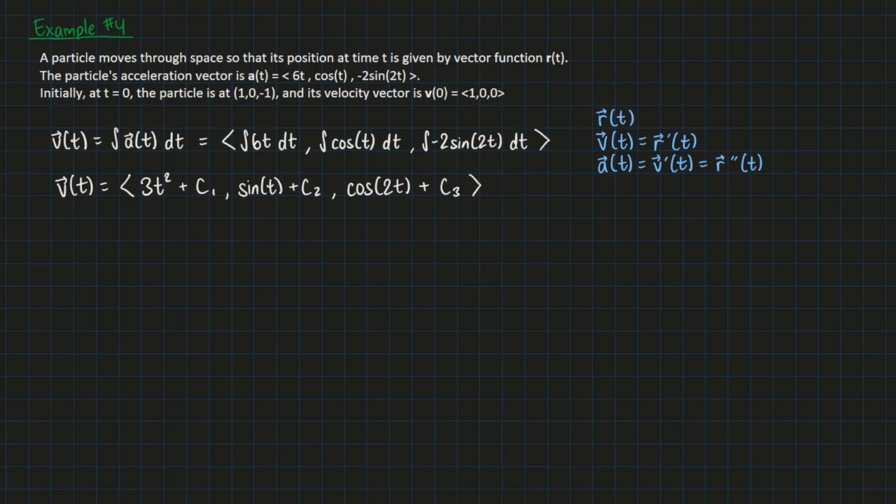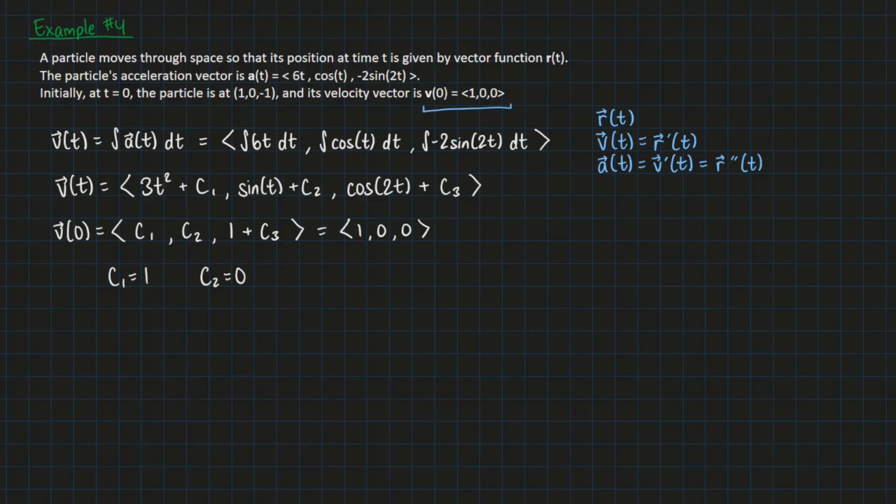And then we can find c1, c2, and c3 if we apply the initial condition. V of 0 equals 1, 0, 0. So this is what we get when we plug in 0 for t for v of t. And this equals the vector 1, 0, 0. So c1 equals 1, c2 equals 0, and 1 plus c3 equals 0. So c3 equals -1. Let's plug these back into the velocity function.